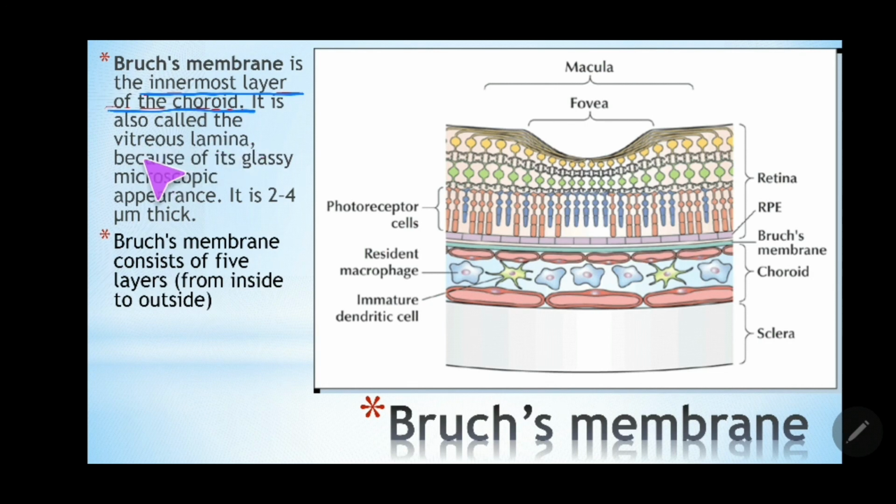It is also called vitreous lamina. Inside the retina was vitreous humor, and on the outside you can say it's vitreous lamina because of its glassy microscopic appearance. And what is the thickness? 2 to 4 microns. Bruch's membrane consists of 5 layers from outside to inside.